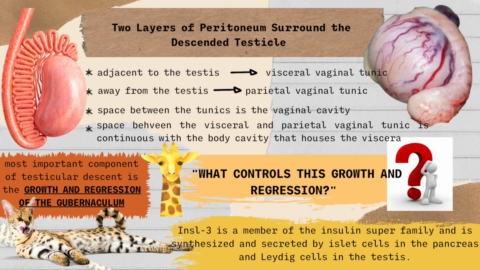Insulin-like 3 is a member of the insulin superfamily and is synthesized and secreted by islet cells in the pancreas and Leydig cells in the testes. Insulin-like 3 causes growth of the gubernaculum and testicular descent in male mice. Interestingly, overexpression of insulin-like 3 in the female results in abdominal descent of the ovaries.